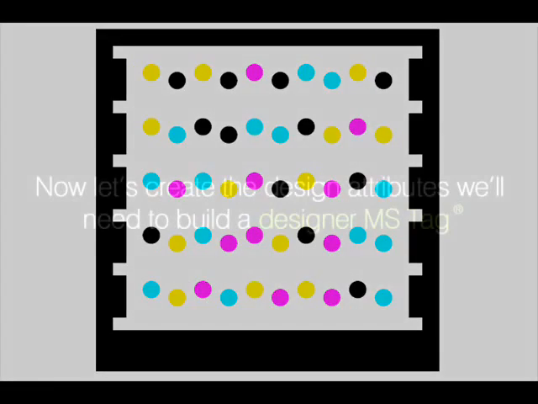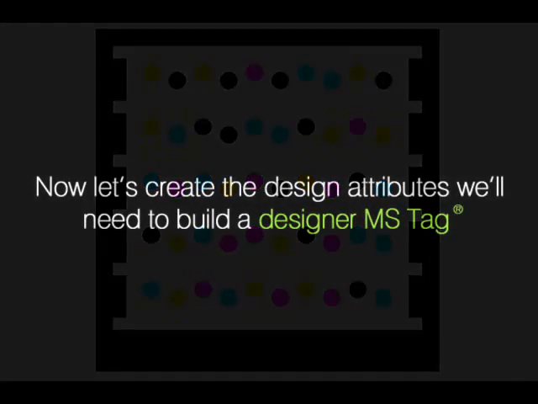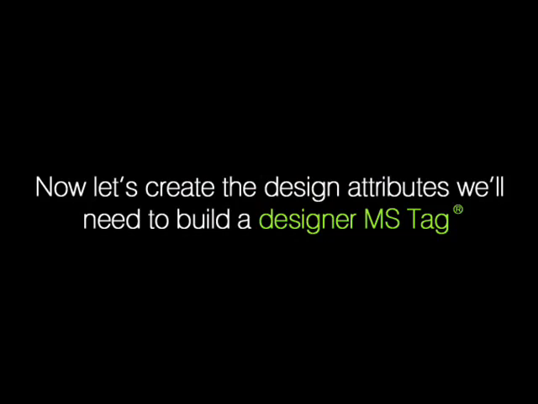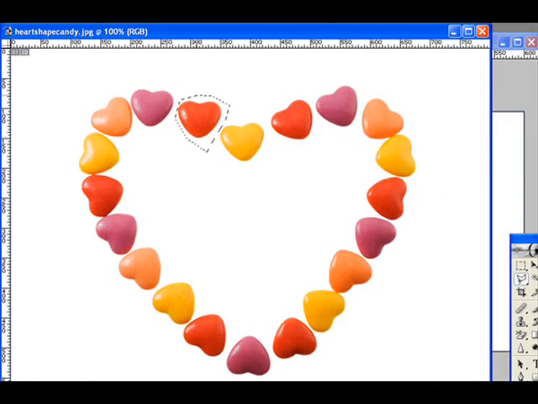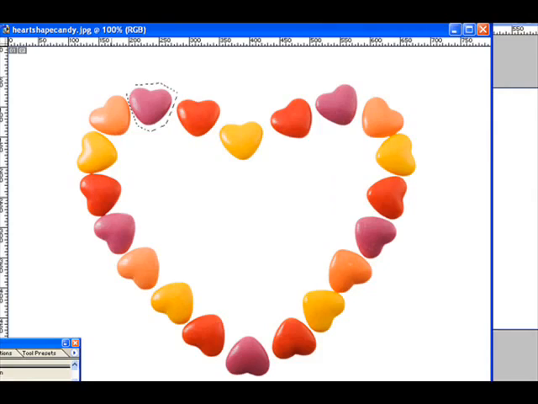Okay, at this point we have a custom template for an MS tag, and we're going to look at that as our pattern to lay our design attributes on top of, so that we can come up with our own designer MS tag. Let's go ahead and grab that collateral that we downloaded earlier, and what we want to do is isolate one of the heart-shaped candies and copy it and paste it onto its own blank screen. Let's go ahead and repeat that process twice and then 3 times.